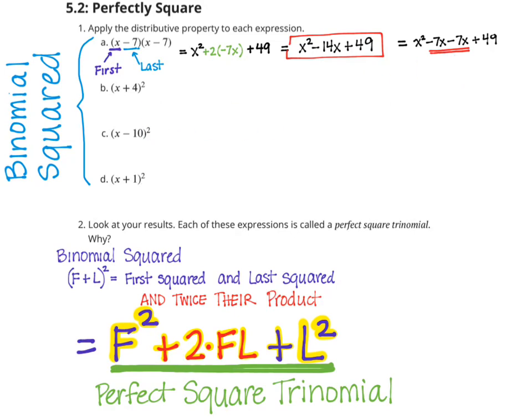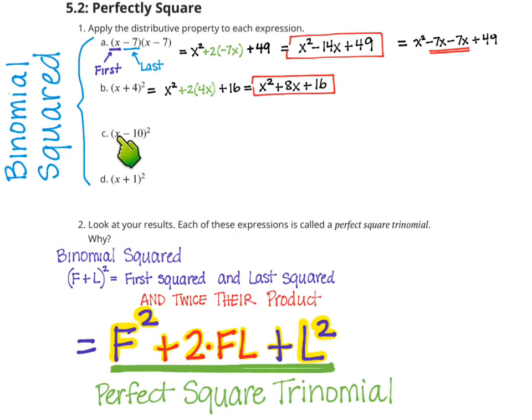So for the next 3 problems, we're going to use this pattern. Why don't you pause it, try to do these 3 problems, and then you can start the video again to check to make sure you did your work properly. So for part B, we have the first one squared and the last one squared, and twice the product of x times 4. We simplify all that, and we get x squared plus 8x plus 16.